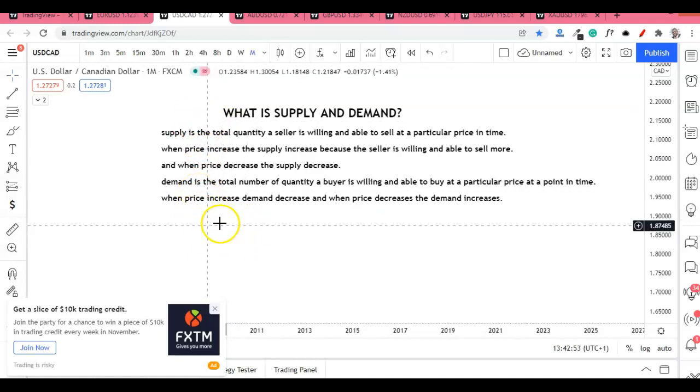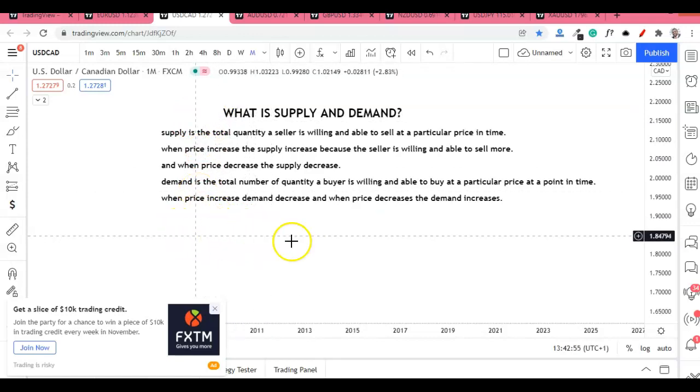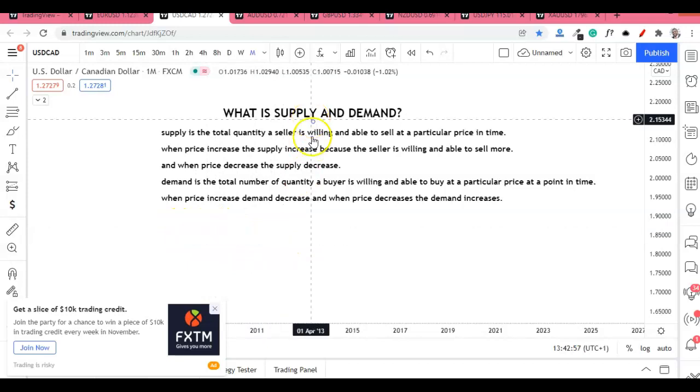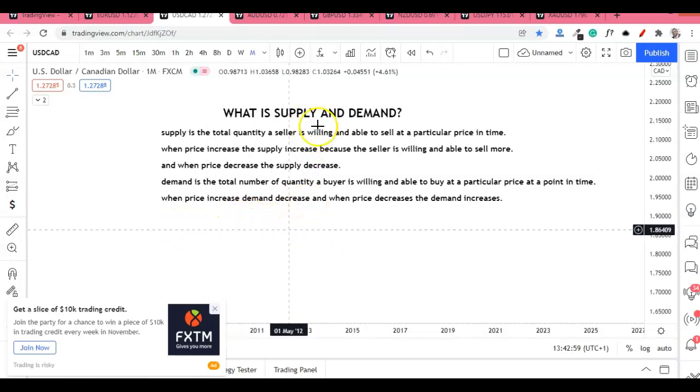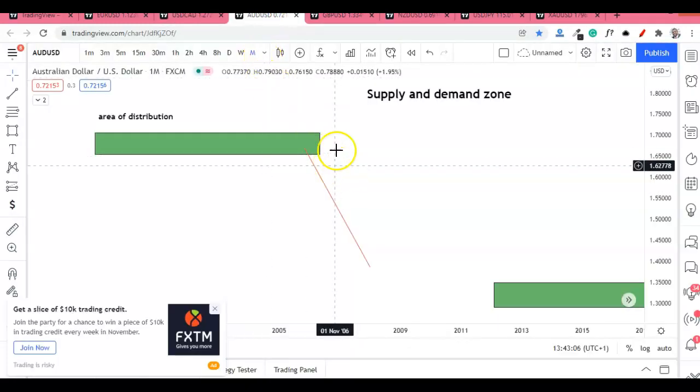Same thing with the demand zone. Price was low, then there was accumulation of orders before the sharp move. Now, the zone before that sharp move is the demand zone. I will explain more in detail. Okay, let's move to the next slide.